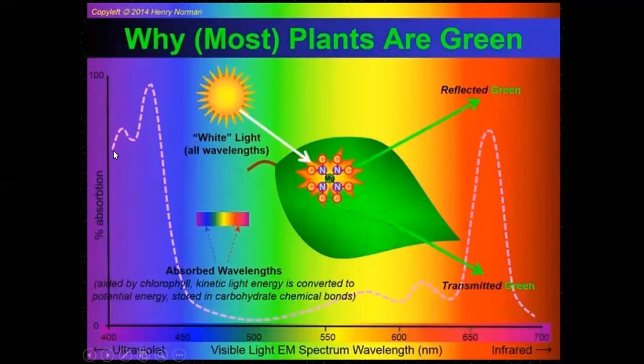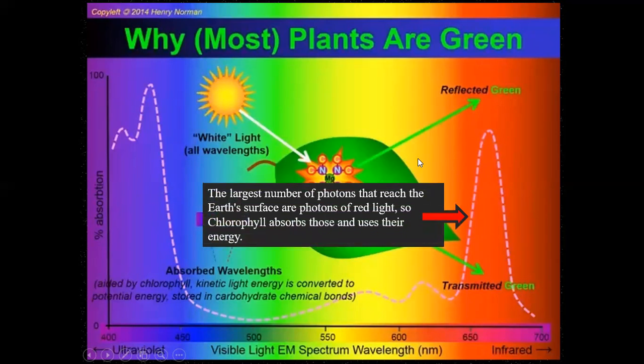So, absorption spectra. If you track this one here, it's 100% absorbed, right? The purple or blue color gets 100% absorbed, and the red color gets absorbed as well. So let's look at this graph step by step. The largest number of photons that reach the Earth's surface are photons of red light. So chlorophyll absorbs those and uses their energy.